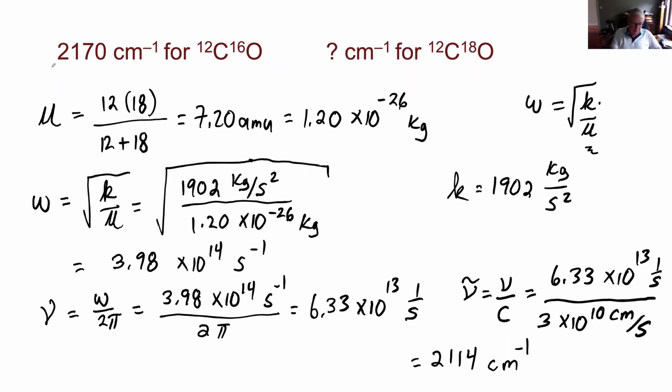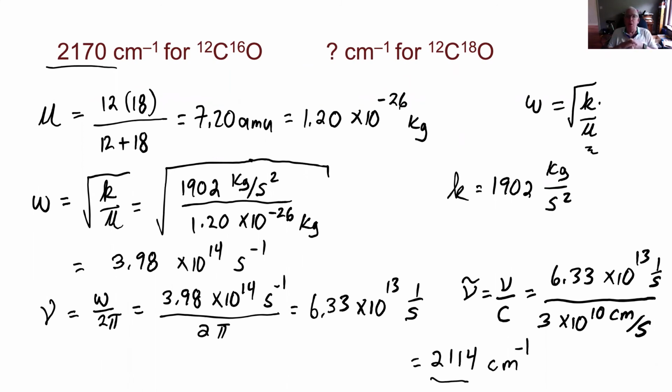So I went from 2170 to 2114. It definitely shifts the frequency. It doesn't shift it by an enormous amount. If we did a calculation like this for the HCl versus DCl case, the difference would be a lot more because the difference in the reduced masses was a lot more.